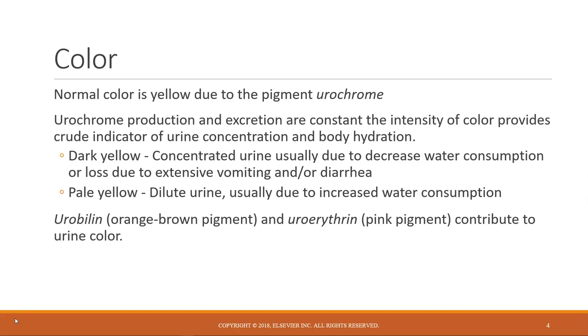The normal color of urine is yellow, and this is due to the pigment urochrome. Urochrome production and excretion are constant. The intensity of color provides a crude indicator of urine concentration and body hydration. If the urine is dark yellow, this indicates a concentrated urine, and this is usually due to a decrease in water consumption or loss due to extensive vomiting and/or diarrhea. A pale yellow urine indicates a dilute urine, and this is usually due to increased water consumption. There are two other pigments that contribute to the urine color, and that is urobilin, which is an orange to brown pigment, and uroerythrin, which is a pink pigment.